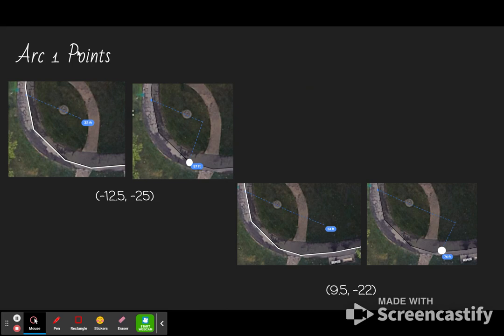And I then found 2 points on this arc. The first point is (-12.5, -25). That means this y coordinate is 25 feet below my x-axis on the path. And the second point is (9.5, -22). So again, at 9.5 feet away from 0, the y coordinate is -22, or 22 feet away from the x-axis, going downward.